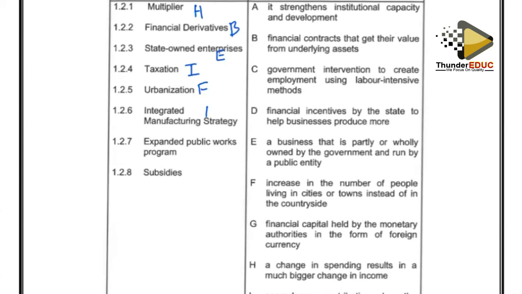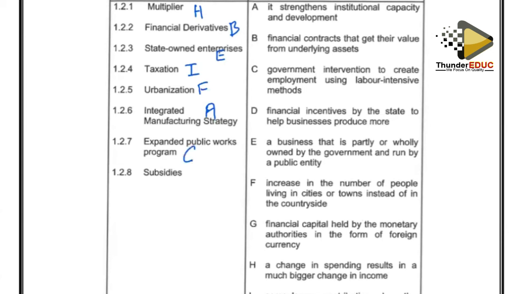So we have integrated manufacturing strategy. So for the integrated manufacturing strategy, we do have strengths, institutional capacity, and development. Okay, right, great stuff. So now we have landed on 1.2.7, expanded public works program. In this regard, we have the government intervention to create employment using labor-intensive methods.